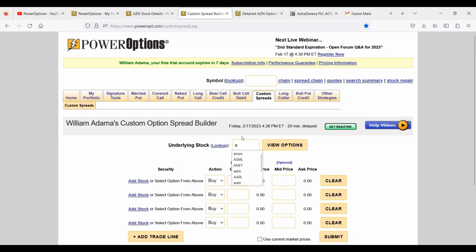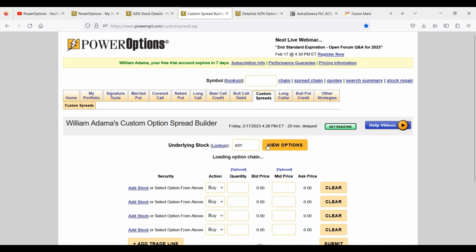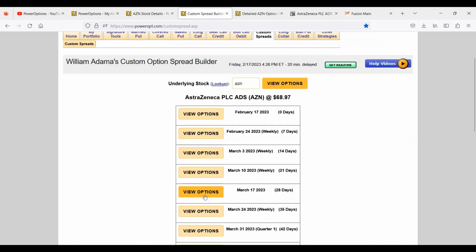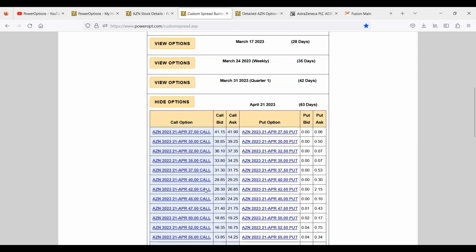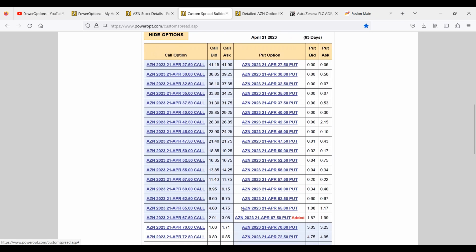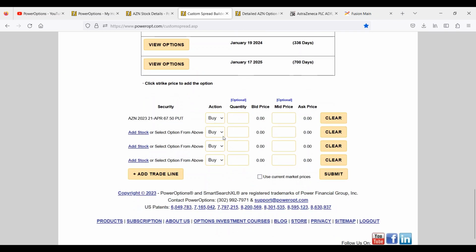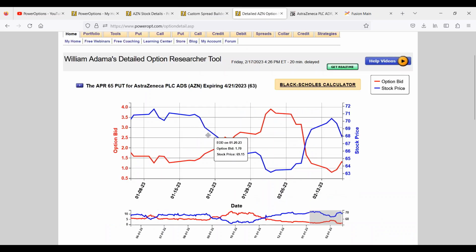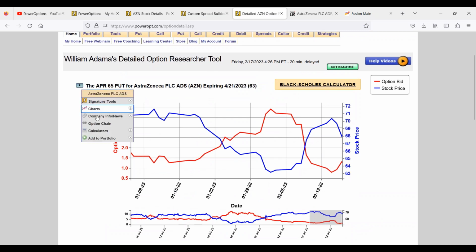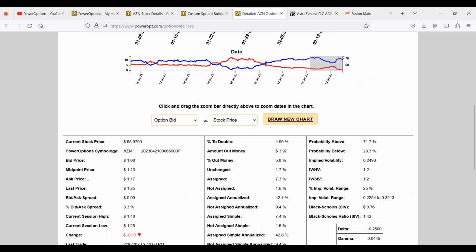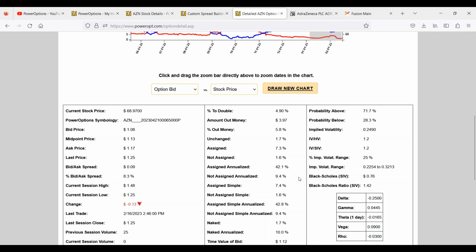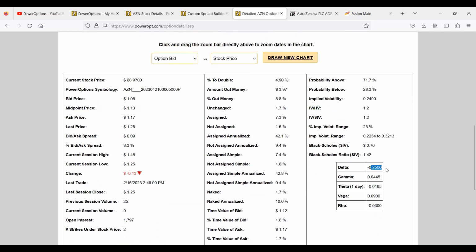So again, AZN. I want the April 67.50 put. Buy one at 1.95. One thing, thank you, that I needed to mention here, and I just got away from it, didn't I? Let me go back to the chain real quick. Oh, no, I have it right here. I'm sorry, I have it right here. Somewhere. There it is. Expected delta of this position is negative 0.25.